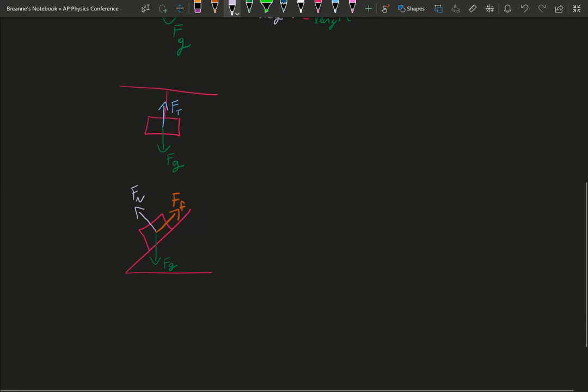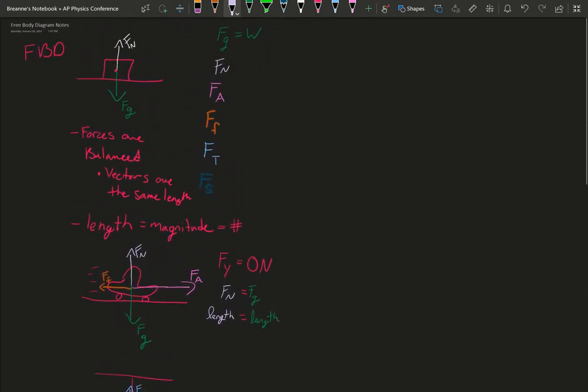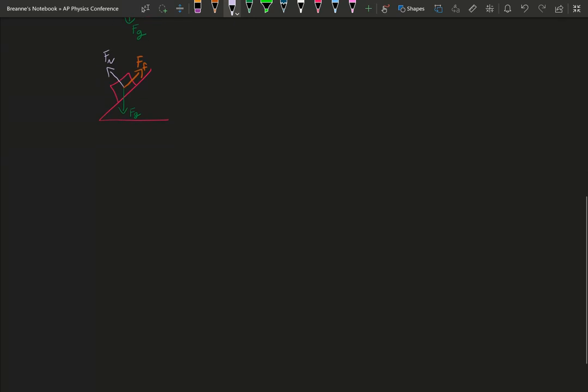Yeah, so these are free body diagrams. Just a visual of what forces are affecting that object. That's all it is. Hope that helps explain what a free body diagram is.